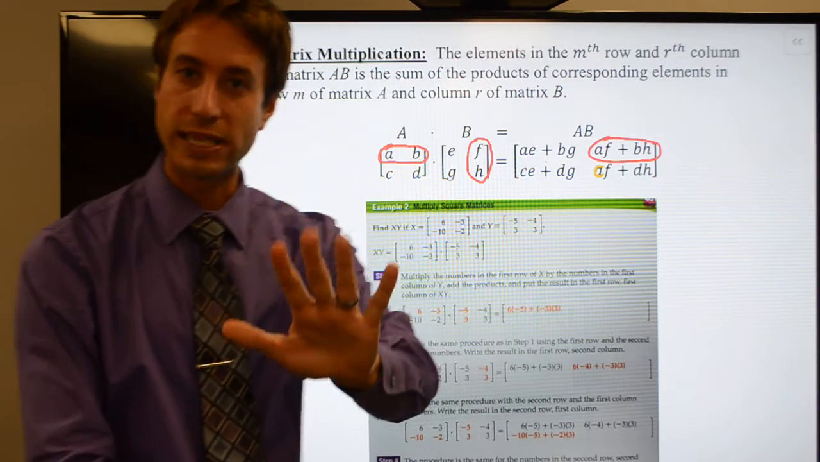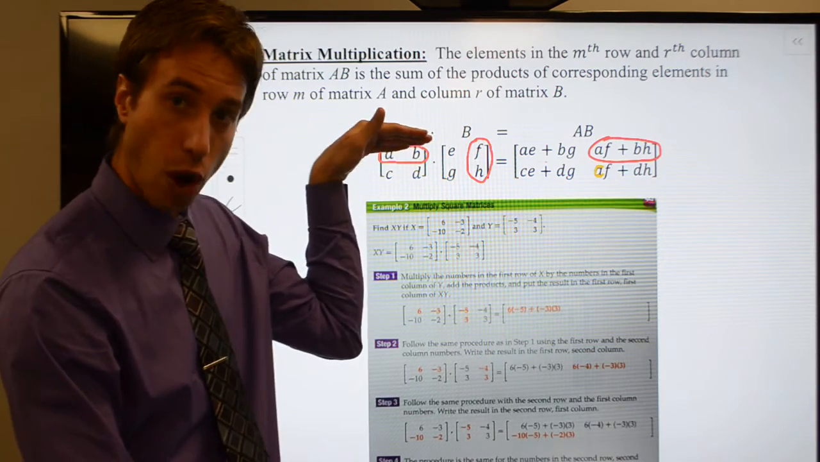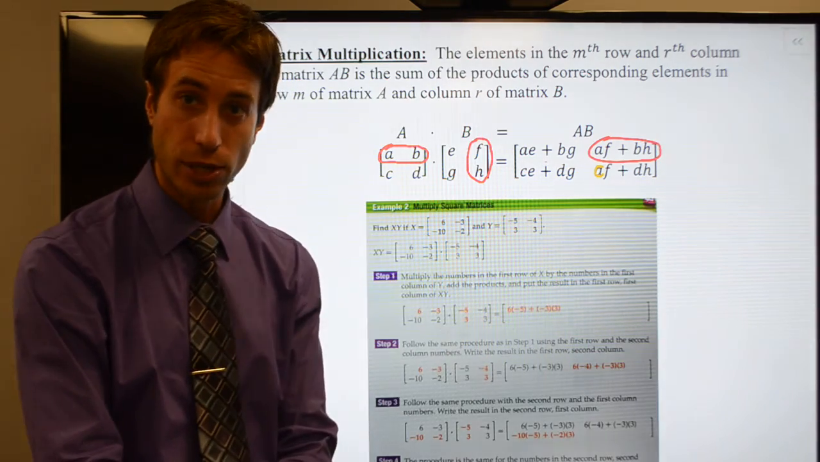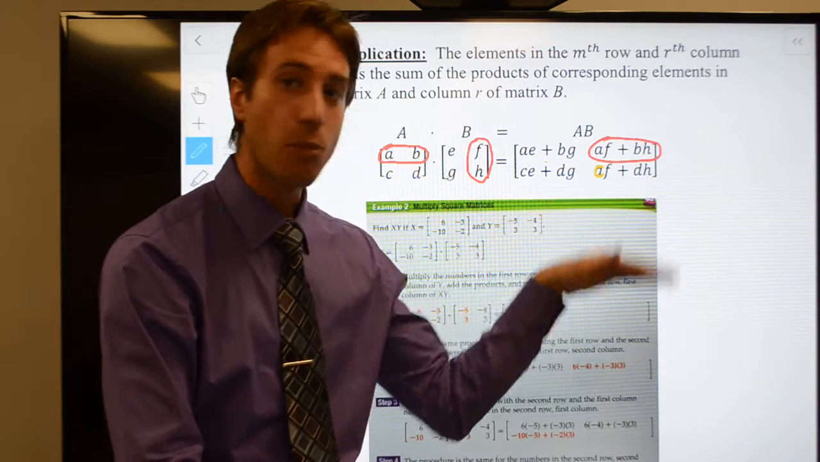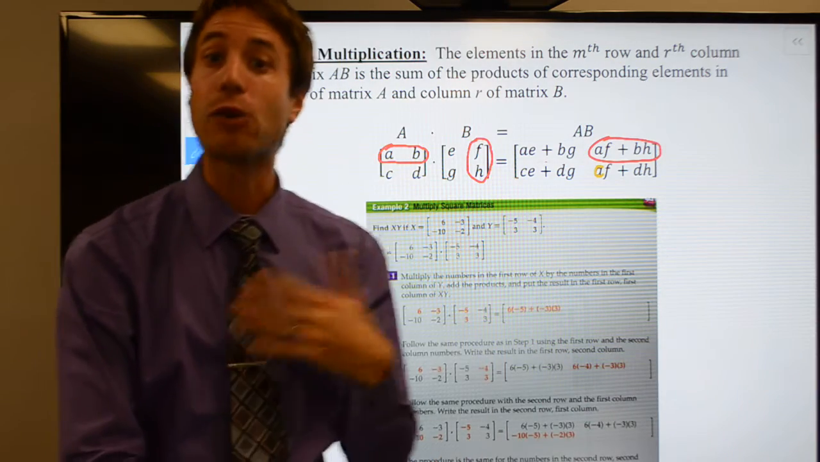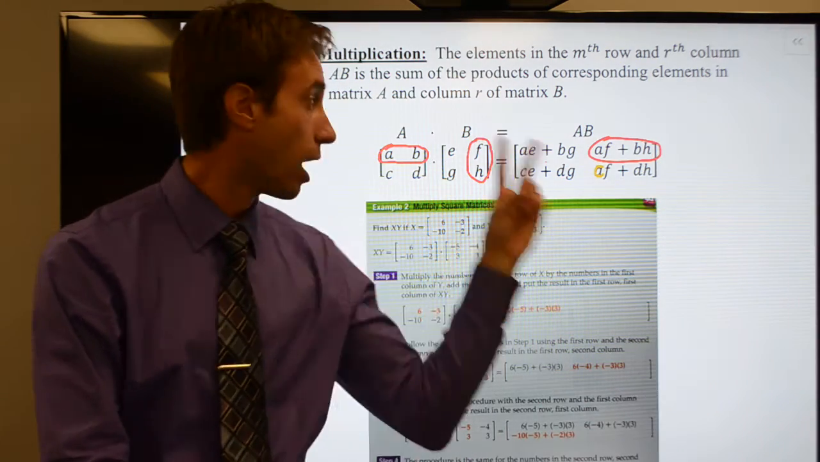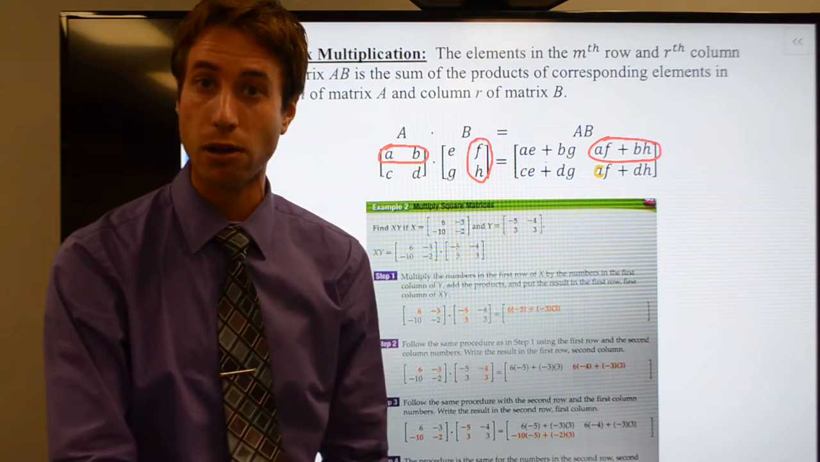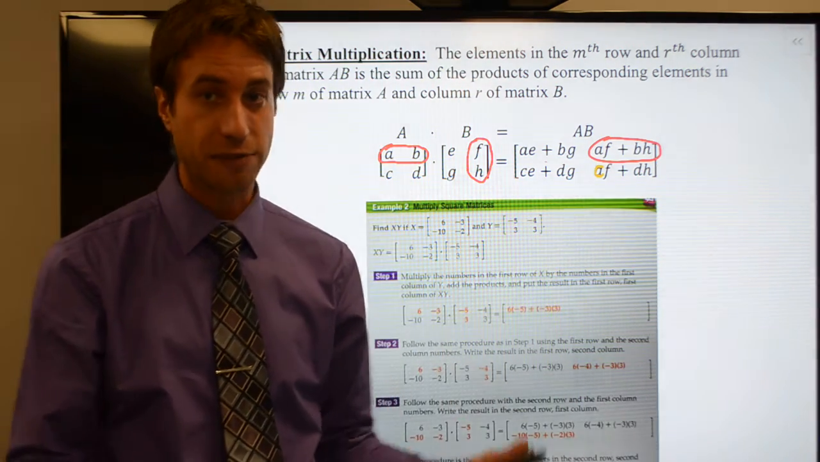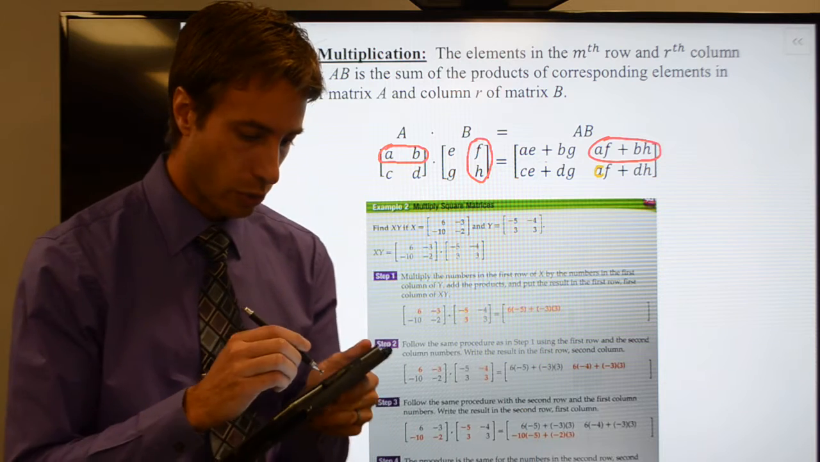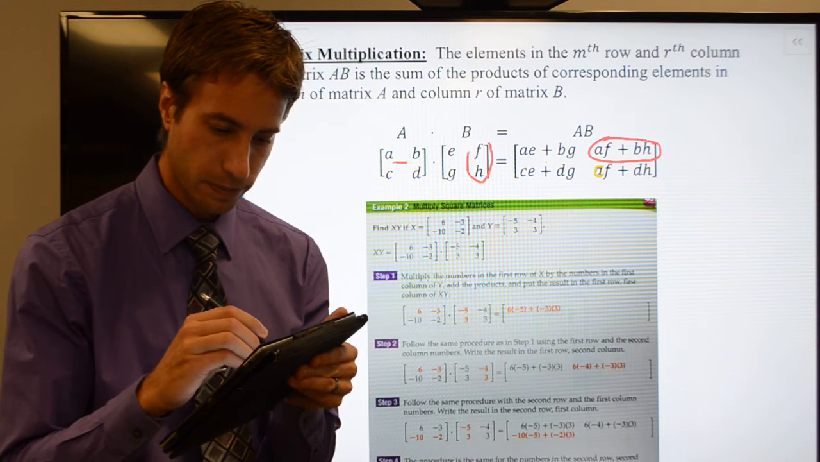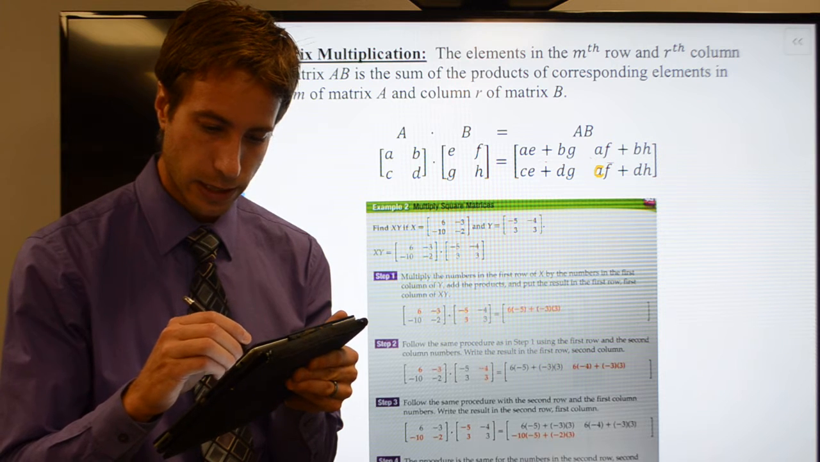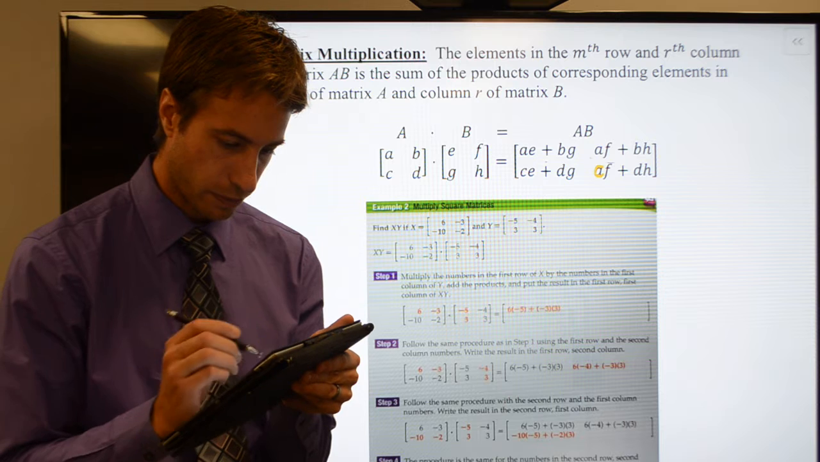All right, now here's what's happened. I have now done row 1 times column 1 and column 2. I don't have any more columns to multiply row 1 by, right? I only have 2 columns, and I've multiplied row 1 by both of those columns. So now what I have to do is move to a new row. We've done everything with row 1. Let's go to row 2.